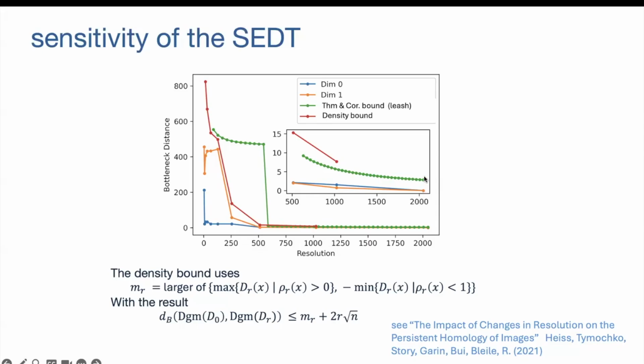The green dots give me the leash bound, and the red line gives me the density bound. You can see the leash bound gives a really dramatic overestimate at the lower resolutions, whereas the density bound we obtain gives a much closer upper bound. But at the higher resolutions, it's the other way around, so it's not a simple relationship on the bounds. If you want to look at that in more detail, you can look at our paper.